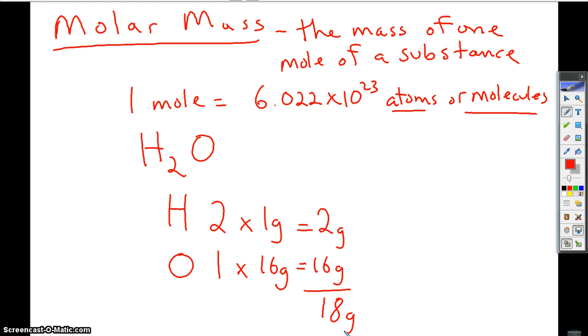we get a molar mass of 18 grams. So this is equal to 1 mole, or 6.022 times 10 to the 23rd molecules of water. So now let's look at one a little bit more tricky. Let's look at sulfuric acid.